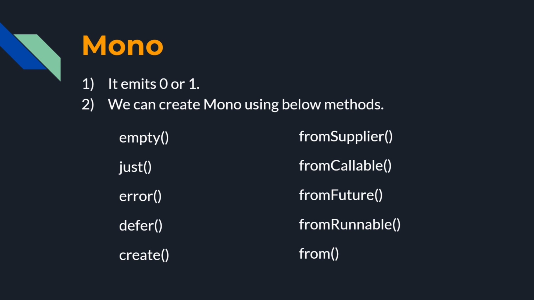In the last video, we discussed what is Project Reactor and how to create a publisher. Project Reactor provides two types of publishers. One is Mono, another is Flux. In the last couple of videos, we discussed how to create a Mono publisher using these methods: empty, just, error, defer, create, fromSupplier, fromCallable, fromFuture, fromRunnable, from method.